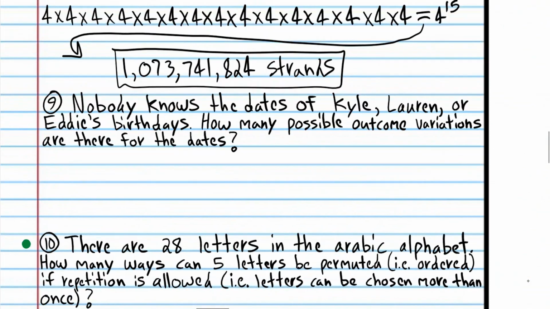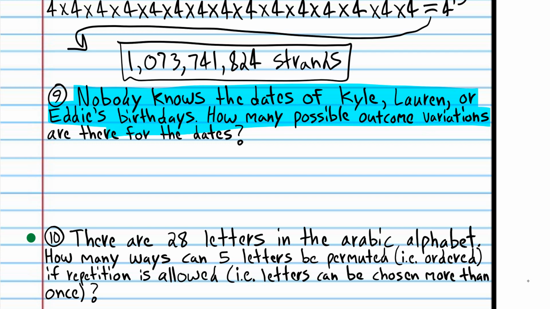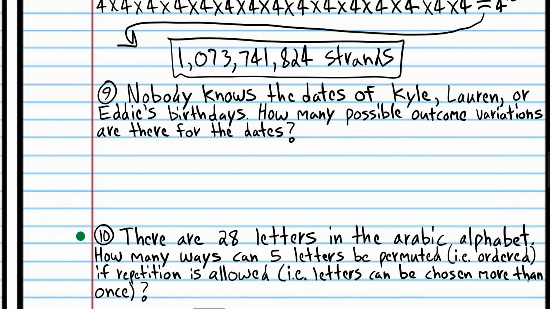So let's try another one of these. It says nobody knows the dates of Kyle, Lauren, or Eddie's birthdays. How many possible outcome variations are there for the dates? So let's choose the date that Kyle's birthday is going to be on. How many different options do we have? Well, there's a finite number of options. There's only 365 days in a year, so we have 365 options.